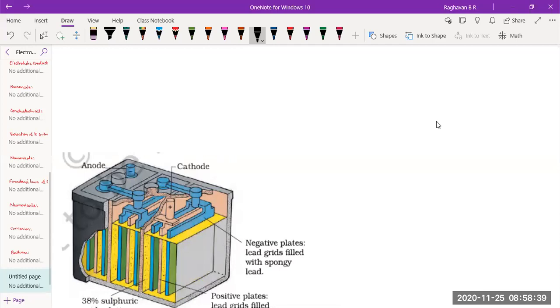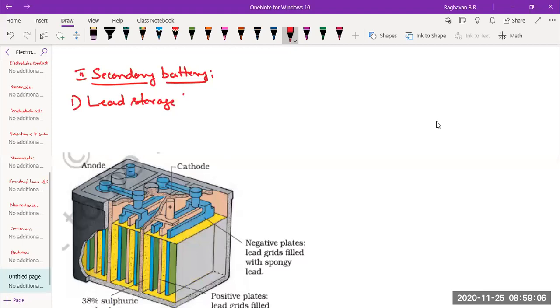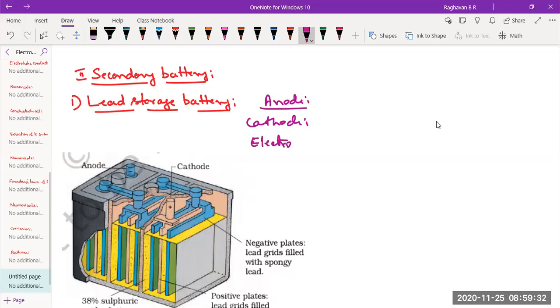We'll take secondary battery. The example is lead storage battery. Here, anode, cathode. As I told you, this is a secondary battery because it can be recharged. Say the cell reactions can be reversed. Electrolyte.